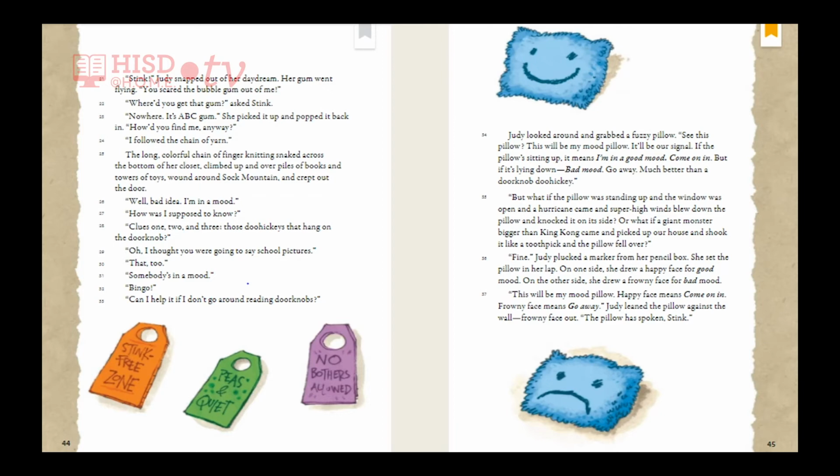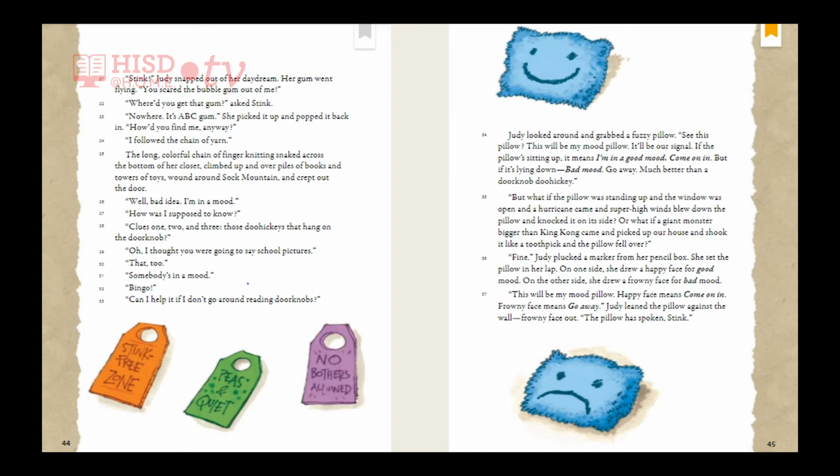Judy looked around and grabbed a fuzzy pillow. "See this pillow? This will be my mood pillow. It'll be our signal. If the pillow's sitting up, it means I'm in a good mood. Come on in. But if it's lying down, bad mood. Go away. Much better than a doorknob doohickey."